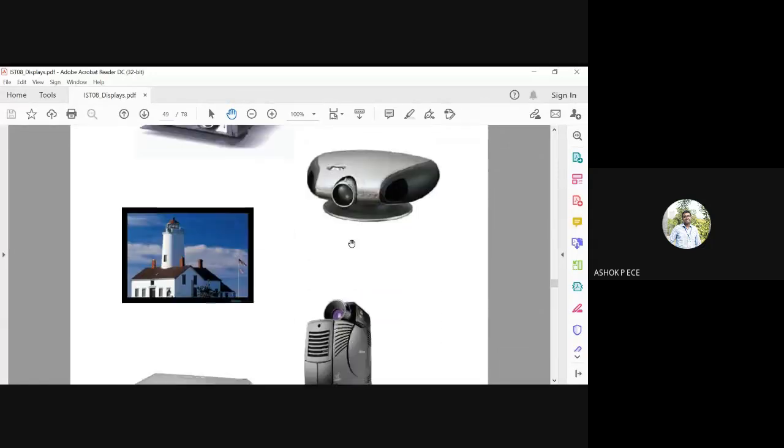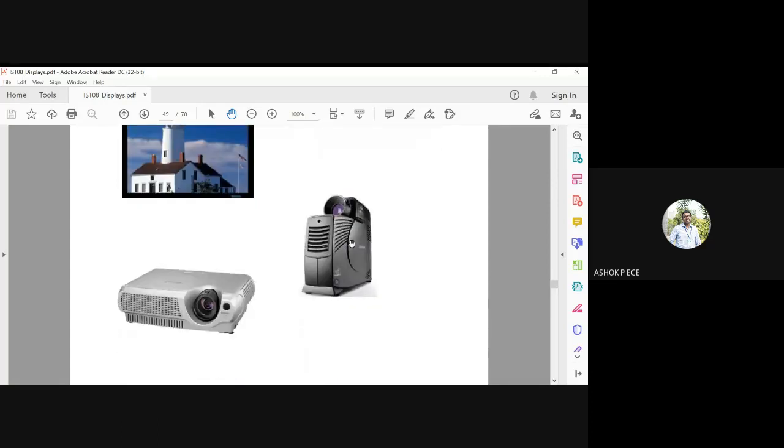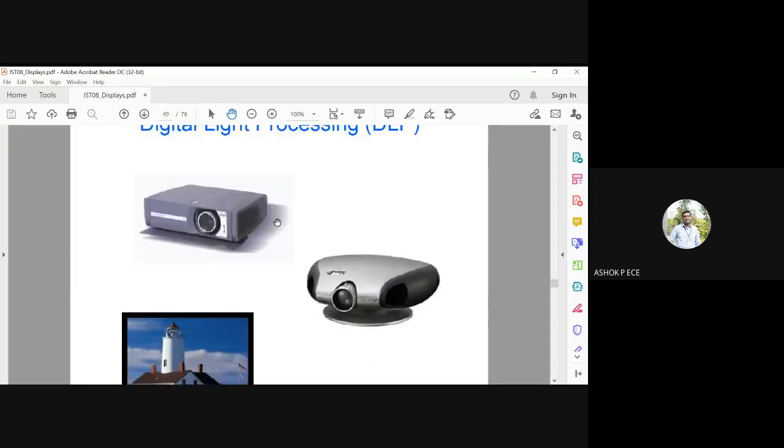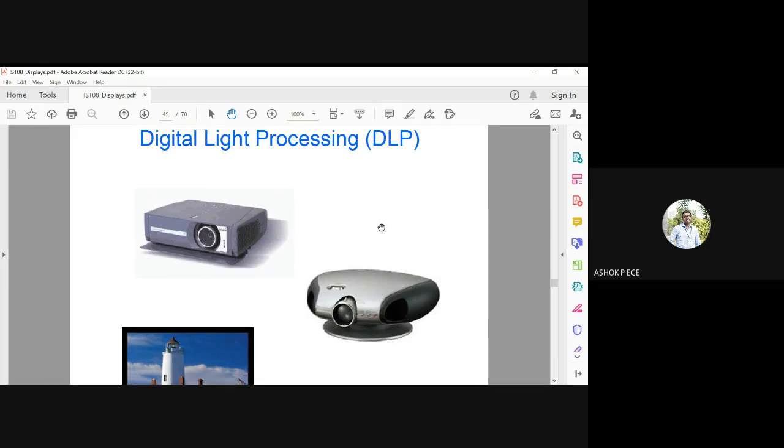These are the various devices you can see for projecting light. You have LCD projectors, LED projectors. These devices are helpful in projecting light onto a screen. So how are we going to process the information coming out of these signals? What input are we going to give, and how will the information be displayed in the form of light? That is going to be called digital light processing.